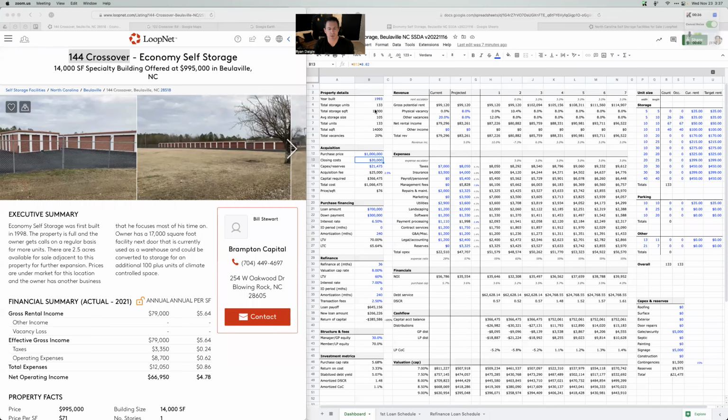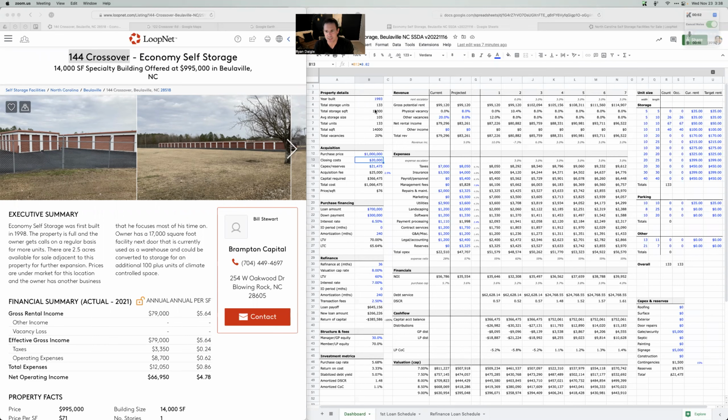Hello, everybody. What I want to do today is to walk you through how to use the Flywheel self-storage deal analyzer. It's the underwriting model you see on the right of the screen. And on the left here, I've got an actual deal that I pulled up on LoopNet.